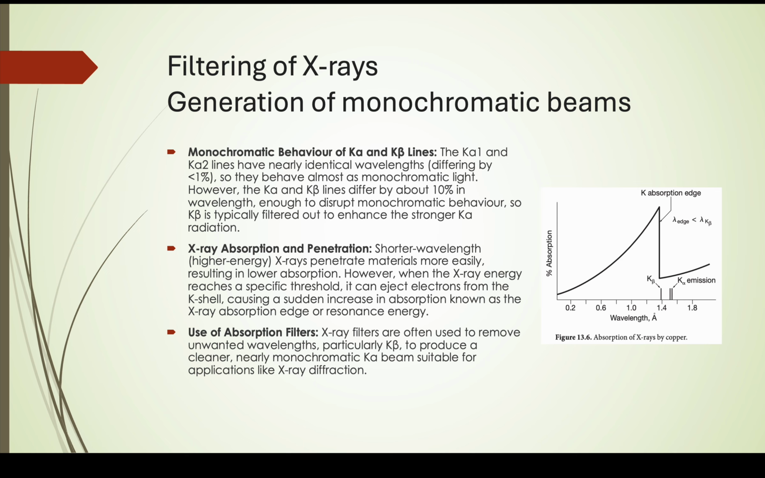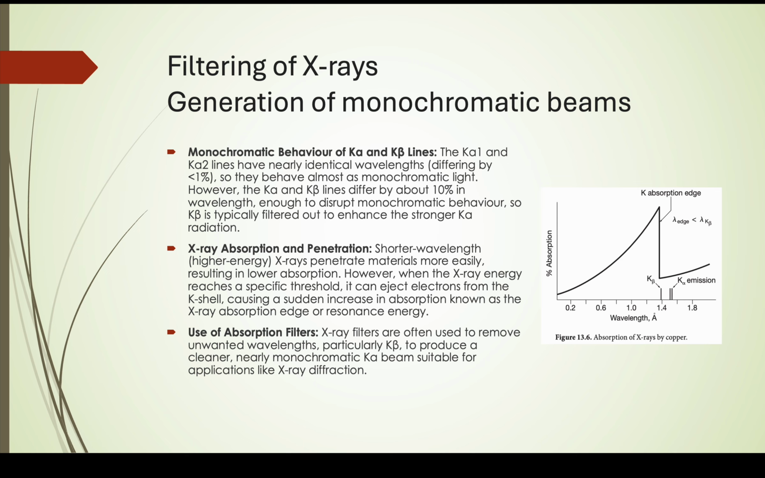So let's begin with the filtering of X-rays. What do we mean by filtering of X-rays? Basically, X-rays can be a combination of different wavelengths. It's not just a single wavelength, so it can have multiple wavelengths. But for practical uses, we need it to be monochromatic. Being monochromatic gives it a very distinct characteristic with high energy, and it can be used in different aspects. So let's begin with how this can be achieved.